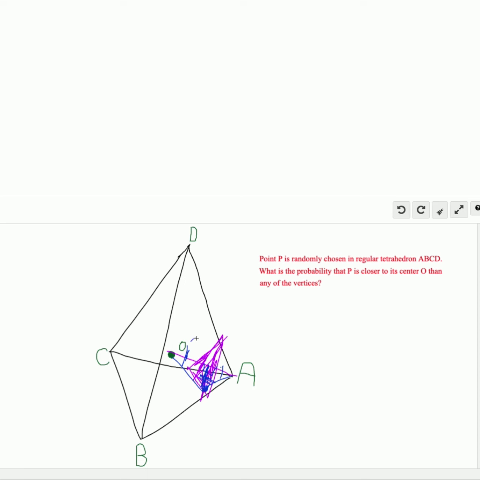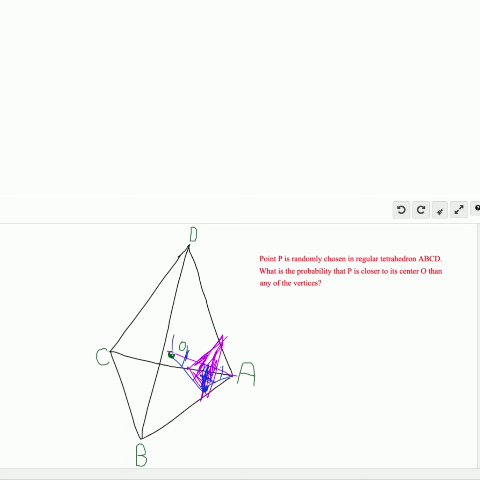That means if we choose any point anywhere on this side of the plane, then it would be closer to O than A. But we also don't want it to be closer to B or C, especially B and D. Let's see. What if we make a similar tetrahedron that passes through O? One like this. Now, can we guarantee that it's not closer to D? If it's on this side, it would be closer.